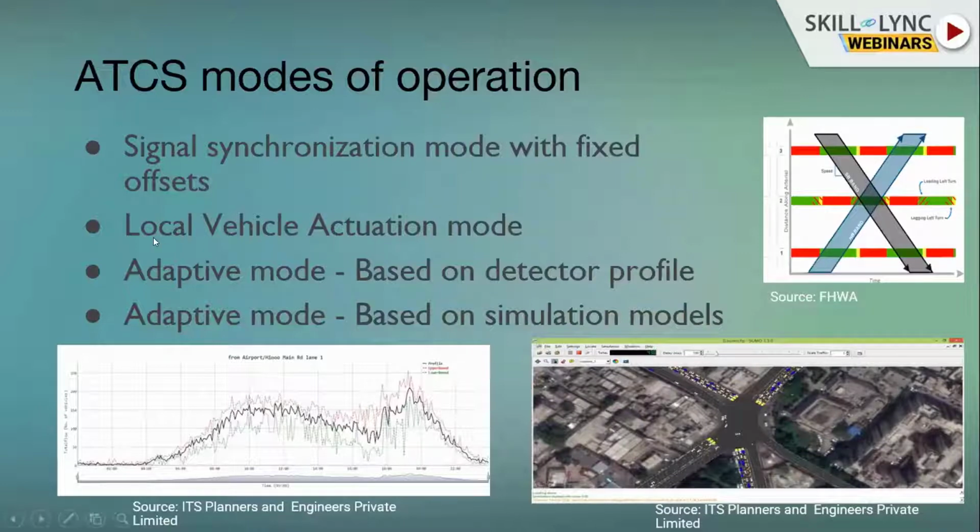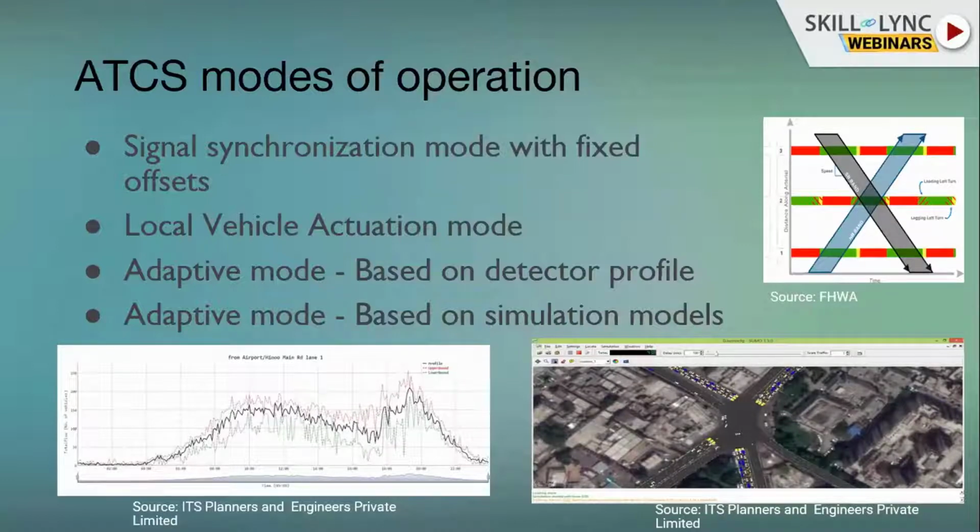Of course, you have vehicle actuation mode as well. As I've discussed in the evolution of signals, vehicle actuation mode is a part of the adaptive system, but for an isolated junction. If you don't consider a whole corridor, for an isolated junction, yes, vehicle actuation mode is a very advantageous mode. And of course, you have adaptive modes. As I've mentioned, you can do the adaptation based on the detectors. Also, you can do the adaptation based on simulation models.